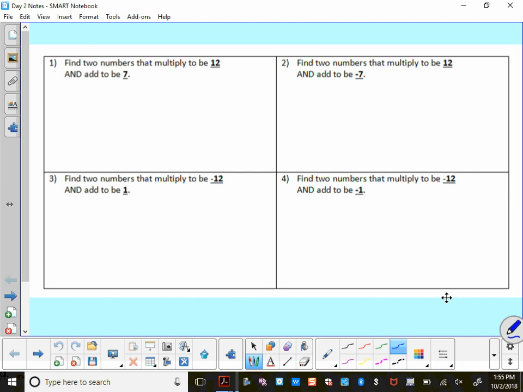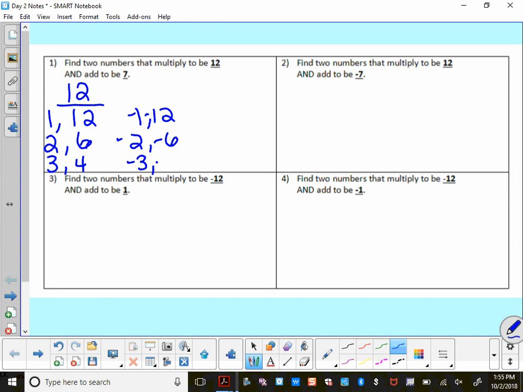What we're doing today is basically adding on from what we did last class of finding the GCF, so now we are learning how to factor. Number one says find two numbers that multiply to be 12 and add to be 7. So multiply to be 12, I have 1 and 12, 2 and 6, and 3 and 4. I also have the negatives of -1, -12, -2, -6, -3, -4. All of those can give me positive 12.